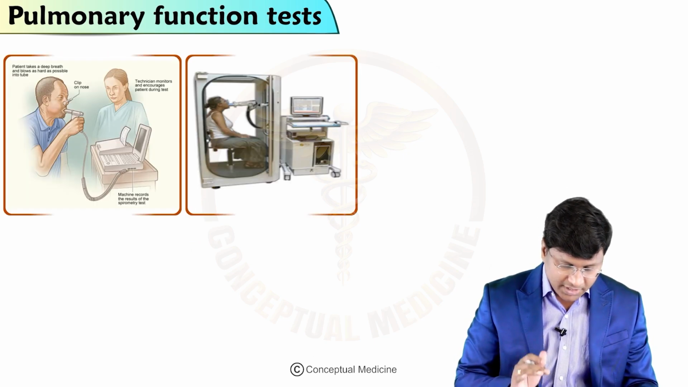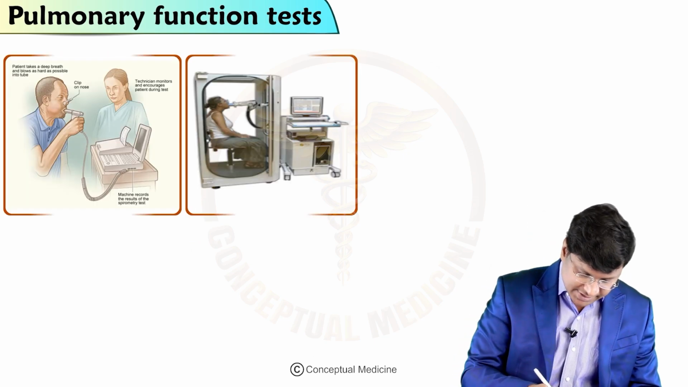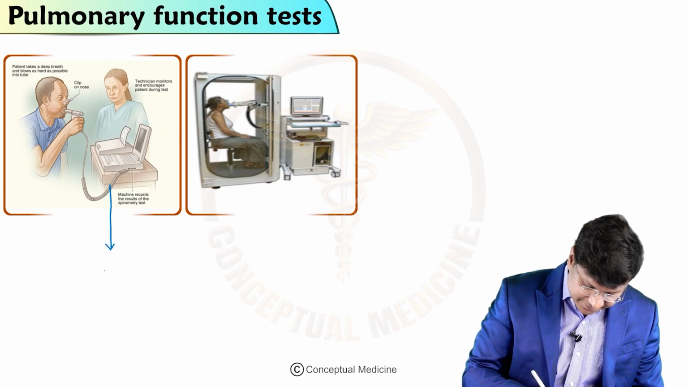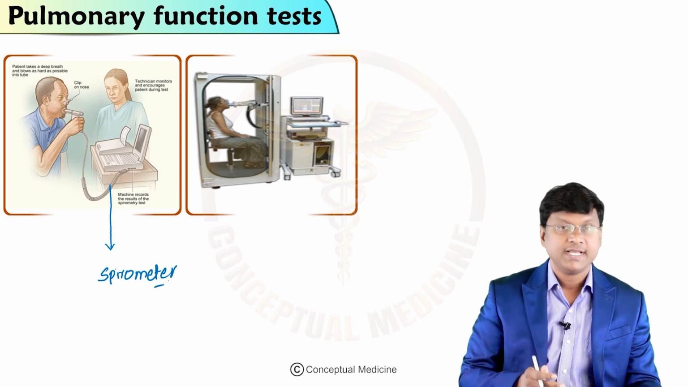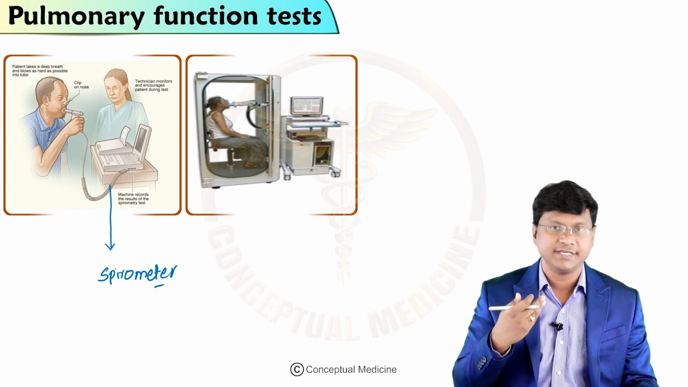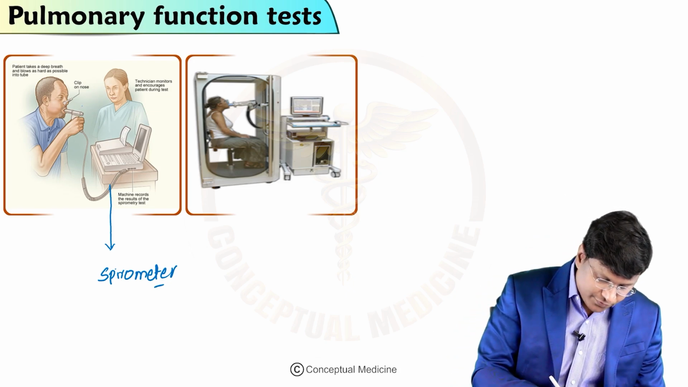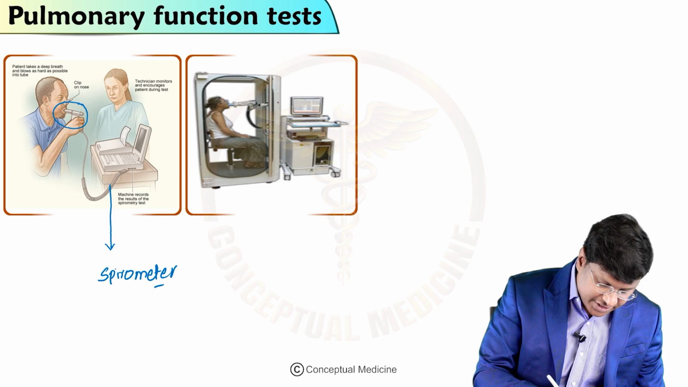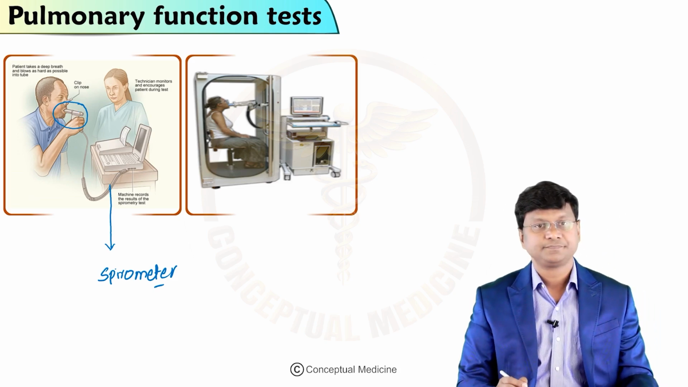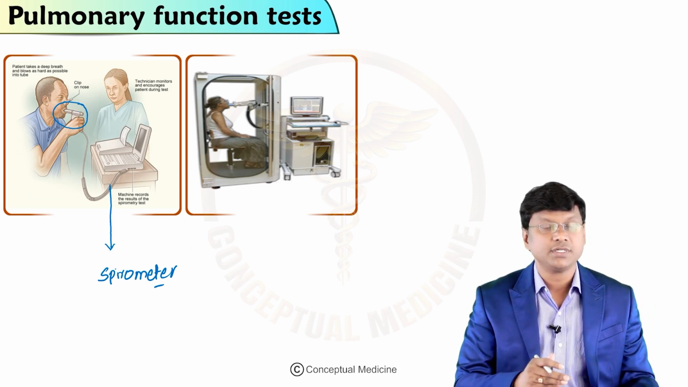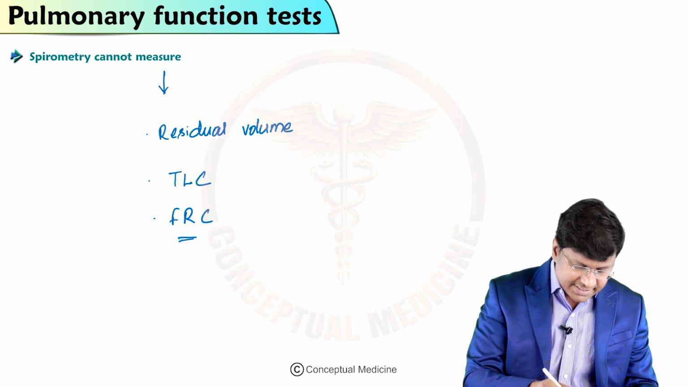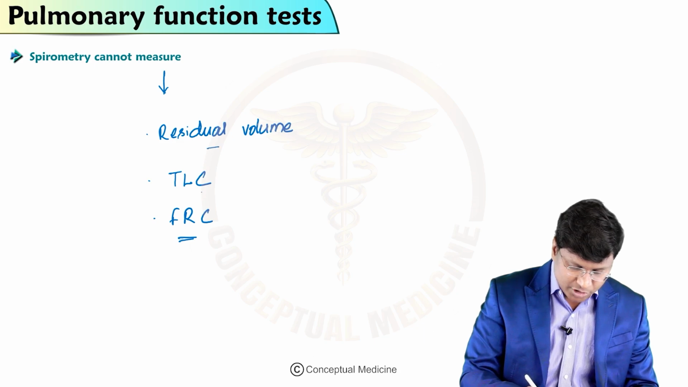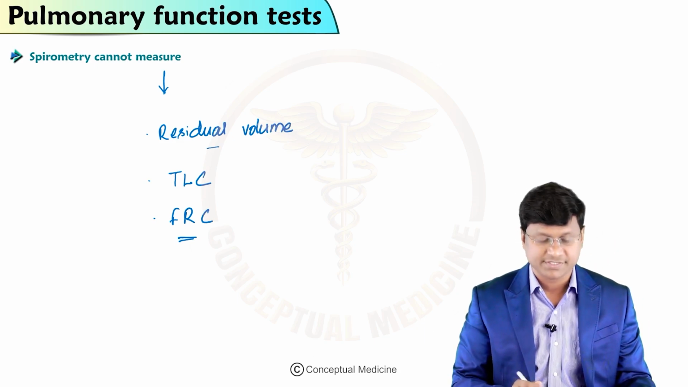Now, if you observe the instrument here, this is the spirometer. What the individual has to do is a deep inhalation and then a forceful exhalation into the device which he has placed into the mouth, by which you can measure the various volumes as well as capacities. So we have discussed that spirometer cannot measure the residual volume, total lung capacity, and functional residual capacity.